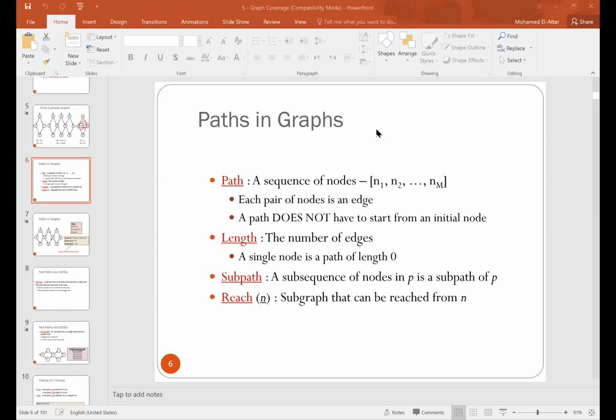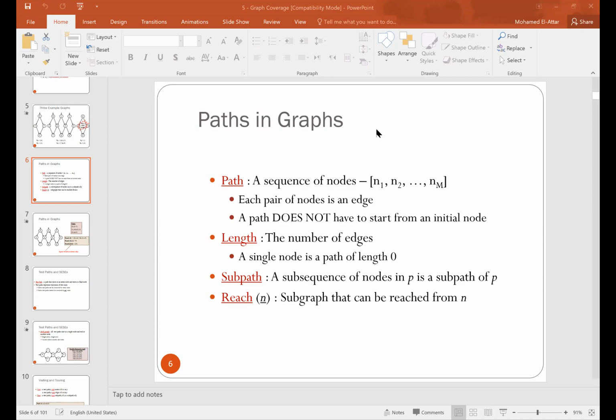Last lecture we began talking about structural coverage, one of the biggest chapters of this course. We've talked about a number of concepts. Most importantly, what is a node, what is an edge, what is a graph, and what is a path, the difference between a path and a test path. Can somebody remind me what is the difference between a path and a test path?